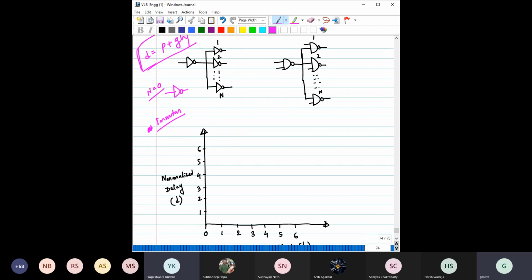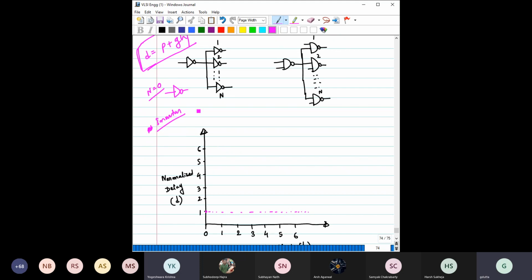Okay. So what is the P for an inverter? Parasitic delay, tau not. It's 1, right? So this value is here, 1. Normalized delay 1. So we are trying to mark it. Right. So this is the parasitic delay. It means that if you have no load, this 1 unit of delay will always be there.